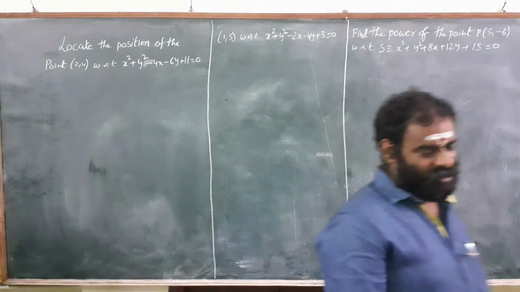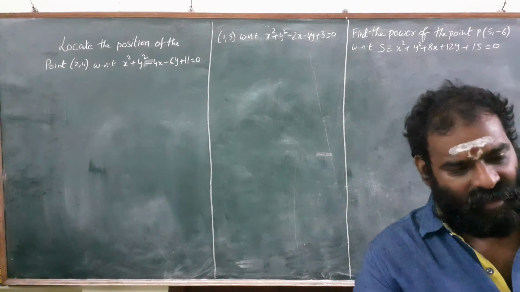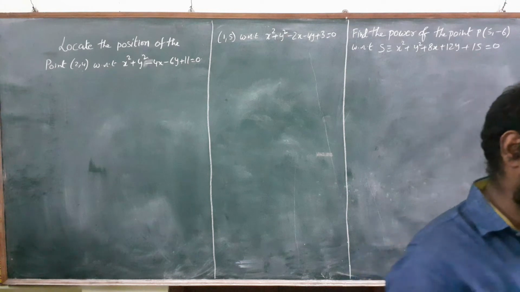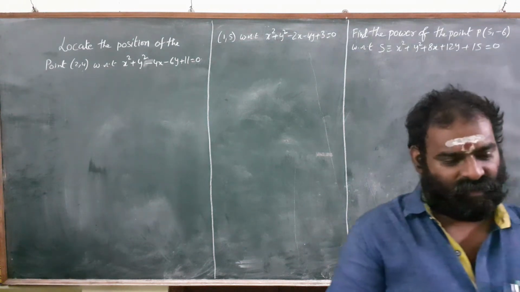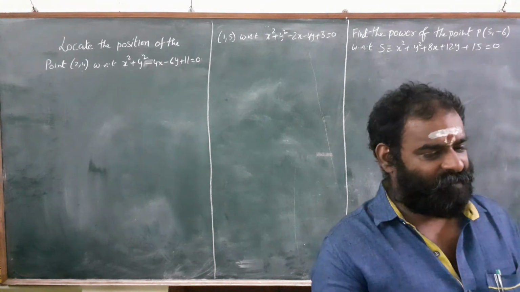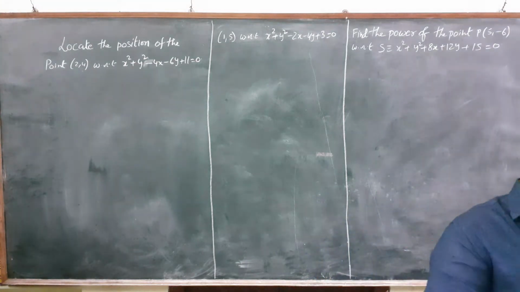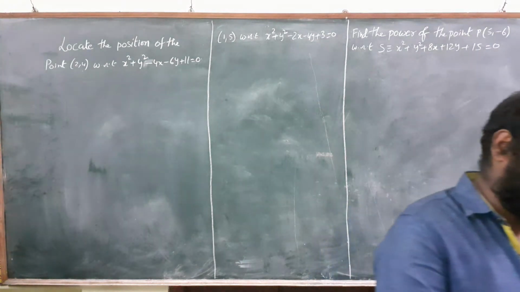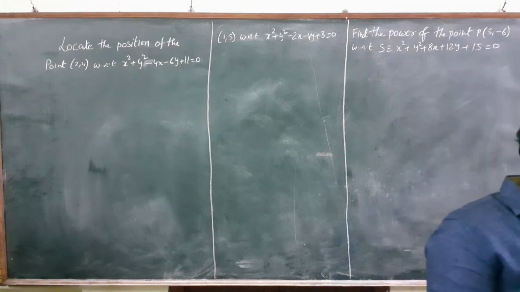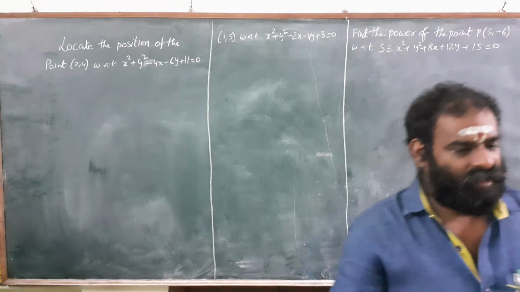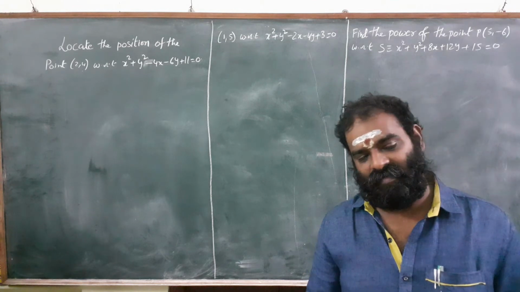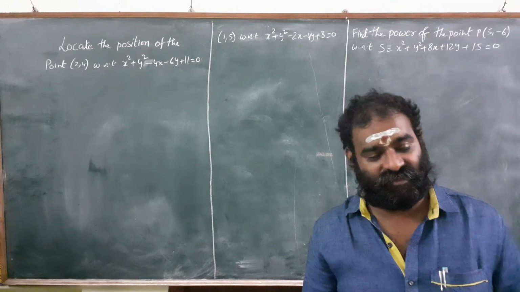So, friends, what is the question asked here? We have to locate the position of the point with respect to a circle. There are three kinds of positions when we consider a point with respect to a circle. One is external to the circle, second is internal to the circle, or third, on the circle. Now how do we locate the point? By using the formula.